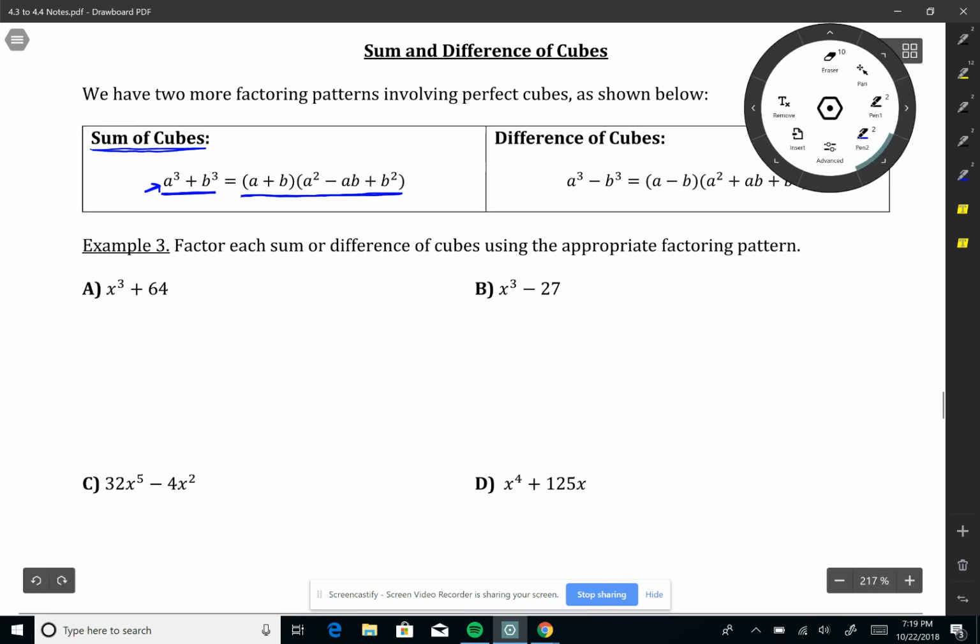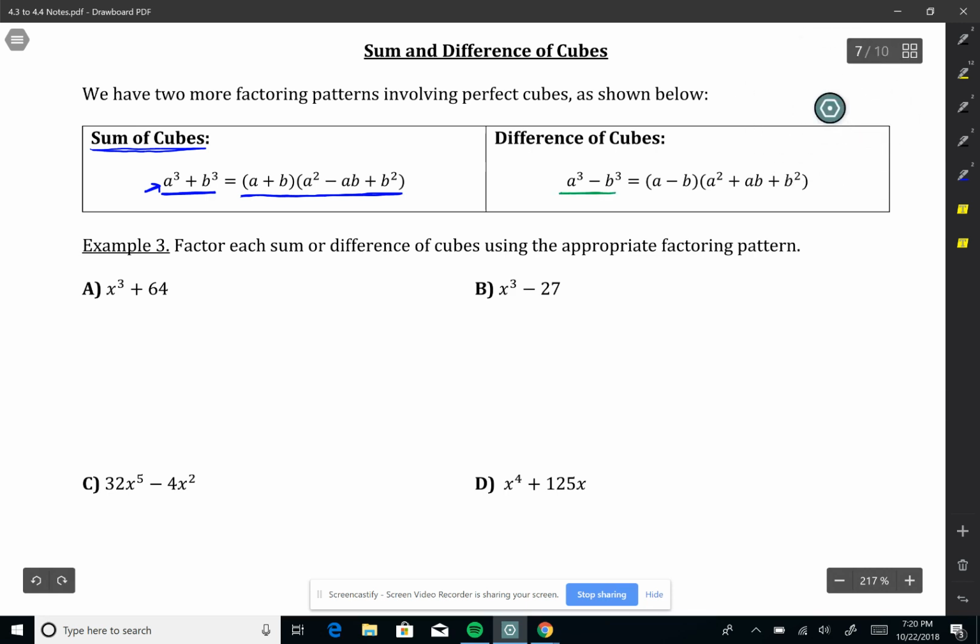Obviously, you can see over on the right that because it's a difference, we are subtracting. And it's just a cubed minus b cubed. The factoring pattern is very, very similar. The only change is that your first factor is a minus b. That should be easy to remember because this is difference of cubes, whereas the sum of cubes is a plus b. And then in the trinomial that follows, they are all addition. It's the same terms as in the sum of cubes, but it's a squared plus ab plus b squared.